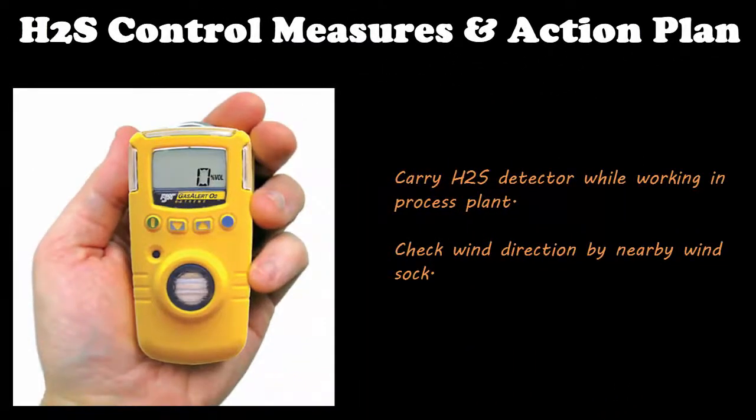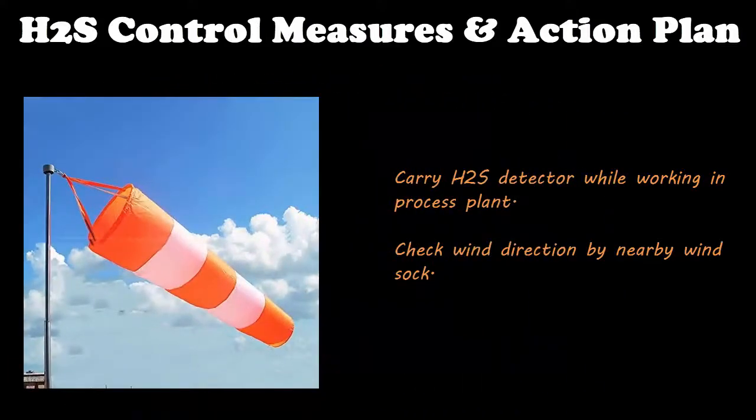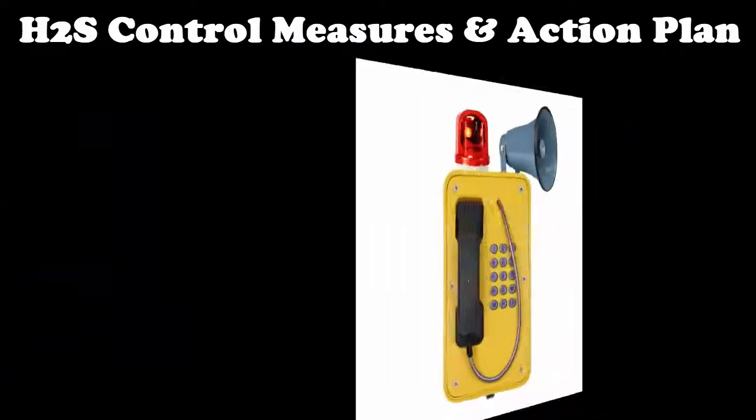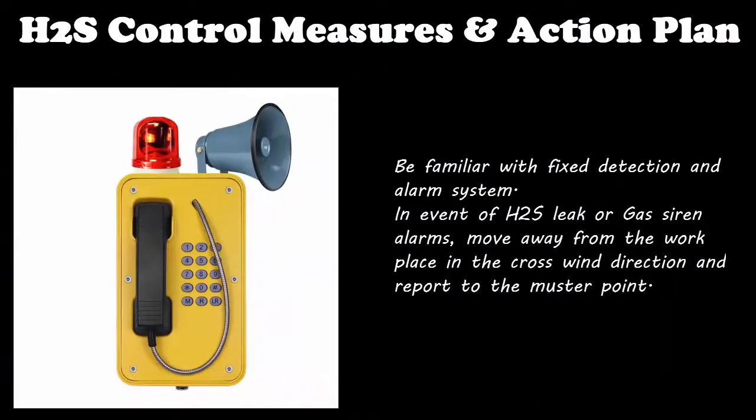H2S control measures and action plan. Carry an H2S detector while working in a process plant. Check wind direction by nearby wind socks. Be familiar with fixed detection and alarming systems available in the process plant. In the event of an H2S or gas siren alarm, move away from the workplace in the crosswind direction and report to the muster point.